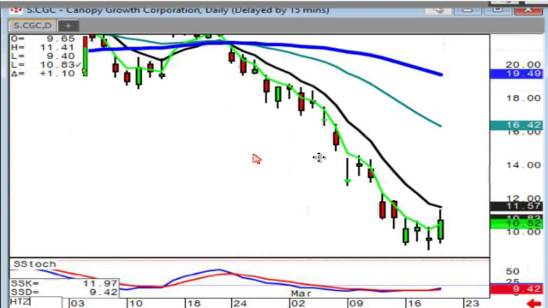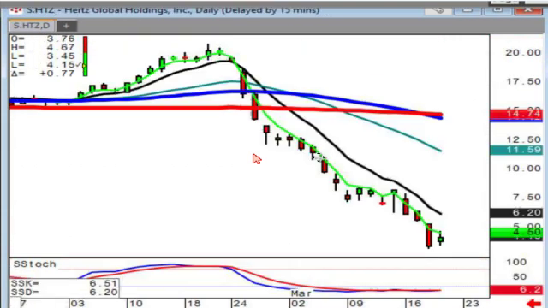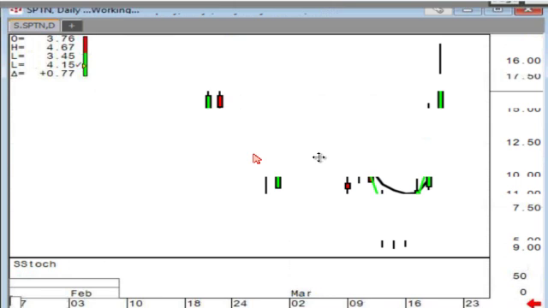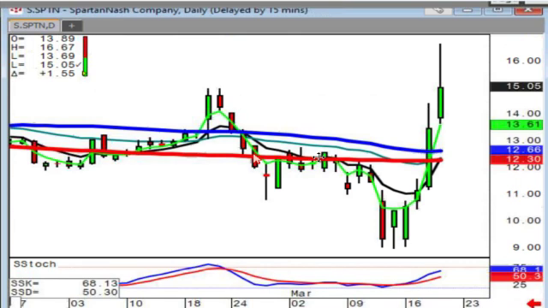Hertz, another bullish Harami in the oversold area. Remember, that's an indication that the selling has stopped. So if you were short, you put your safety stop at today's high. SPNT, still in an uptrend.